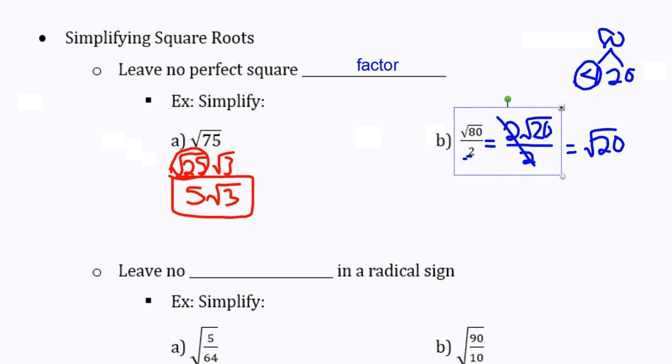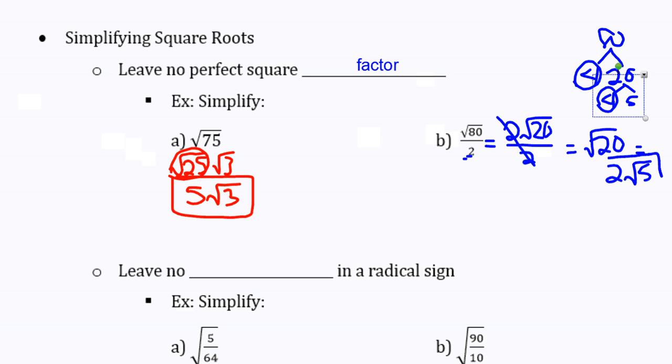The problem here is that I'm not finished. You're never ever finished until you've gotten rid of all of those perfect squares. And 20 can be split into another perfect square, 4 times 5. So I want to make sure that I simplify all the way. So this is going to reduce totally to 2 times the square root of 5. 2 because that's the square root of 4. So just make sure if you're simplifying that you go all the way to the end, that the thing left in the radical at the end doesn't have any perfect square factors.